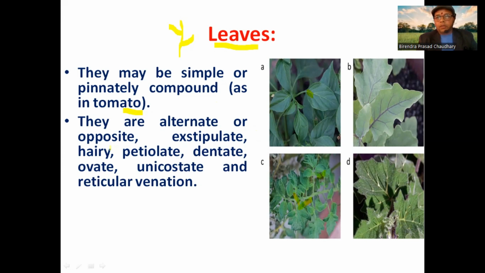Hairy, sometimes the leaves are hairy. Petiolate, they have the petiole, like this petiole from where the leaf is formed. So this you can say is the petiole. This is the petiole, and so petiolate, exstipulate, alternate, and opposite.